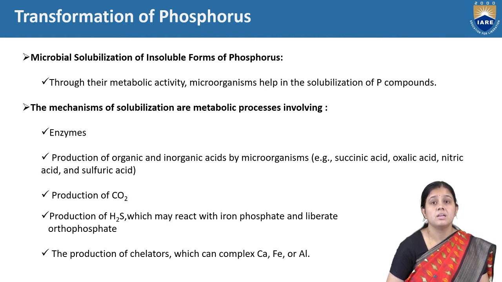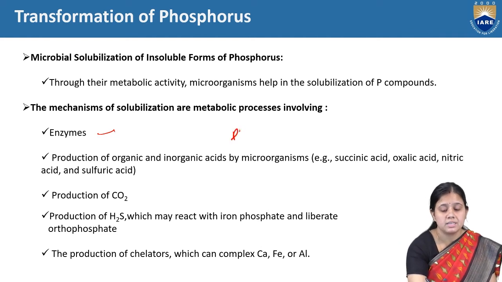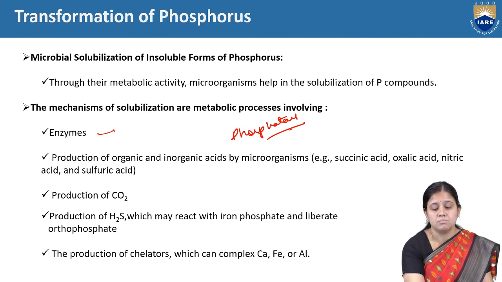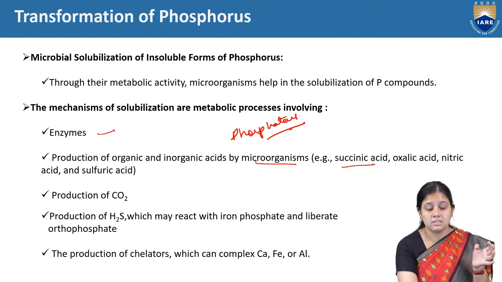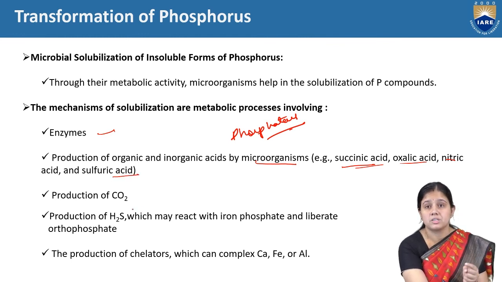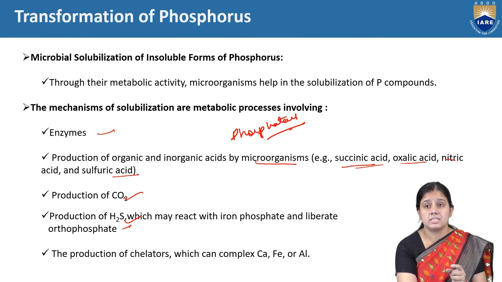Microorganisms do this through their metabolic activities, in several ways. First are enzymes, like phosphatase, which solubilize phosphorus compounds. Second is the production of organic and inorganic acids by the microorganisms, such as succinic acid, oxalic acid, nitric acid, and sulfuric acid. Third is the production of carbon dioxide, and hydrogen sulfide, which may react with iron phosphate and liberate orthophosphate. And fourth is the production of chelators, which can complex with calcium, iron, or aluminum.